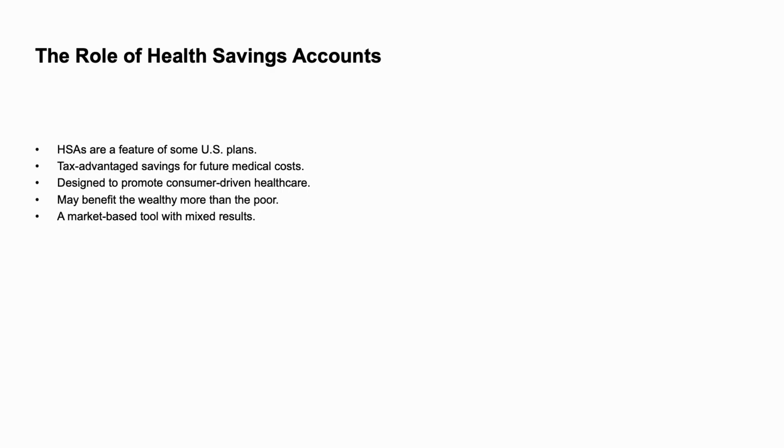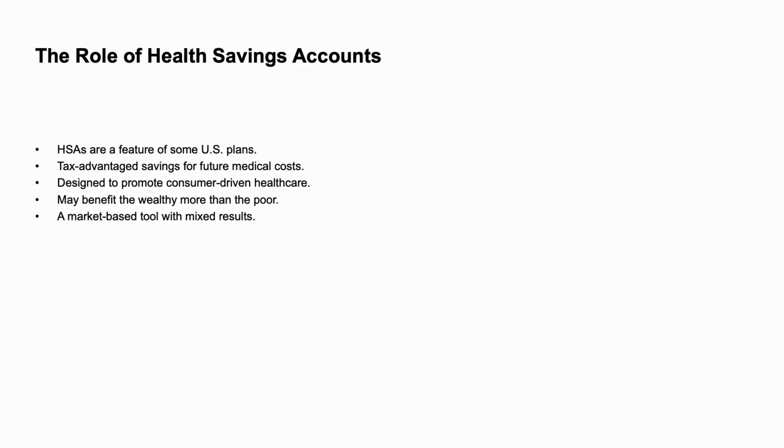In the U.S., health savings accounts, or HSAs, are a feature of some health plans, particularly high-deductible plans. They are tax-advantaged savings accounts that can be used to pay for medical expenses. The economic idea behind HSAs is to empower the consumer. The consumer has a direct financial incentive to shop around for care, compare prices, and negotiate with providers, much like they would for any other good or service. This is a key feature of consumer-driven healthcare.